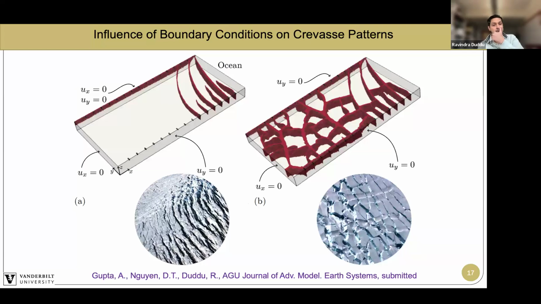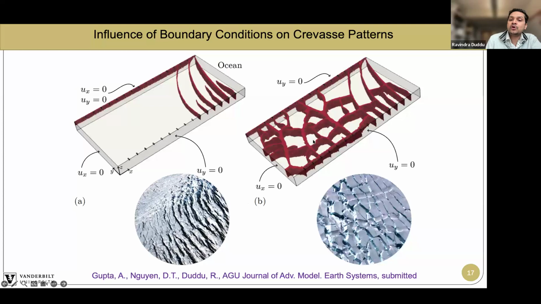And how does this match? If you see the real observations, and this is always our exercise, right? We take modeling and then we want to connect it with observations as much as possible. And in this case, we see some cracks curve. This is a Greenland glacier. Please, if you know the name of this glacier, do message me in the chat. And you have evidence of these curved fracture patterns.